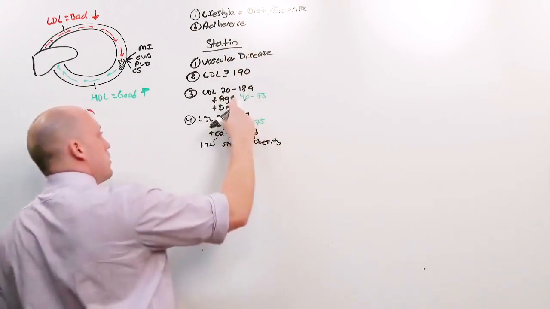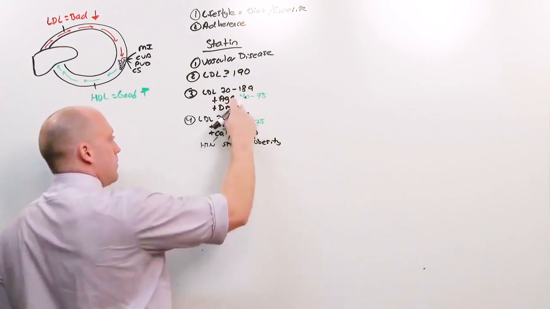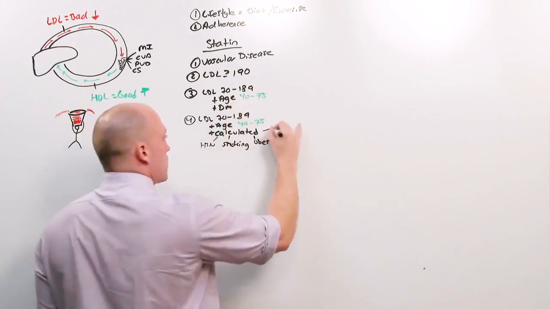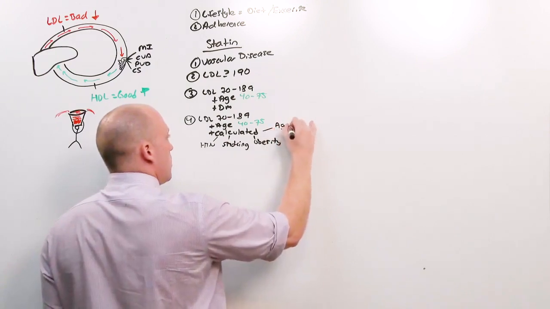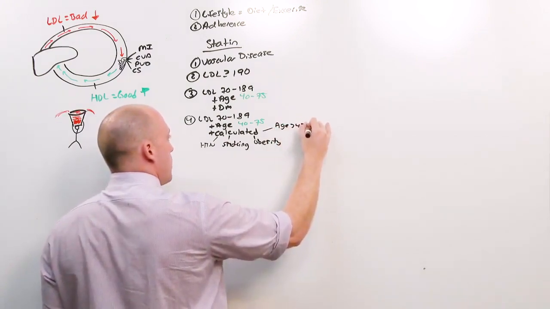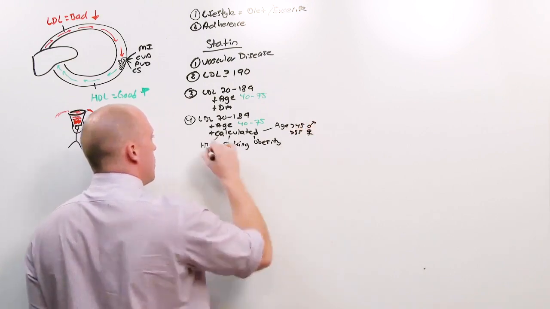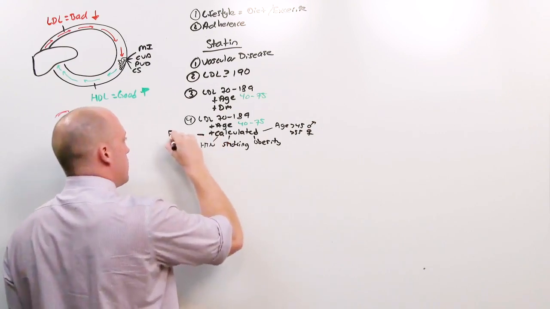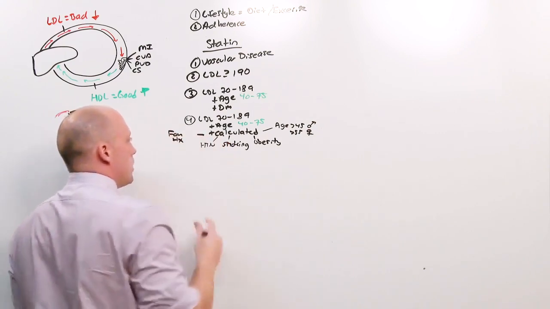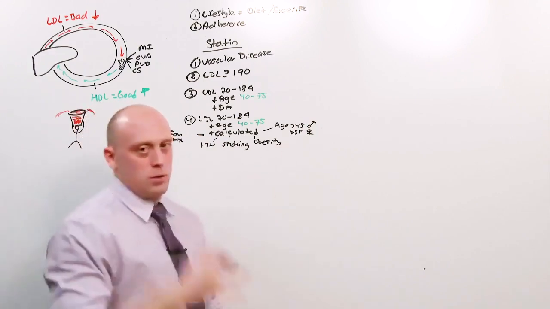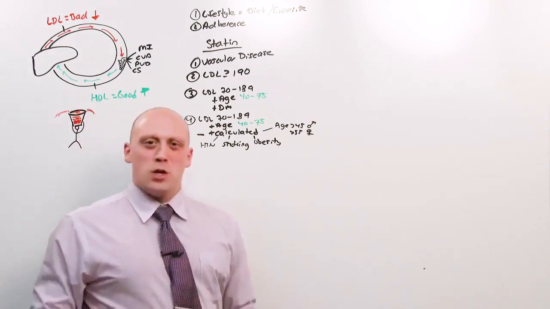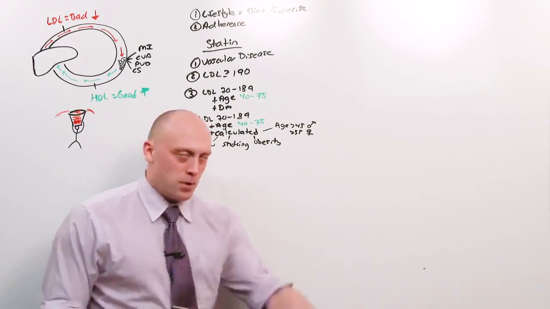And we've already considered diabetes because it was in number 3. Now, the other things are going to be age, greater than 45 for a man, greater than 55 for a woman, and family history. So you put all these things into a calculator, they give you a score. Don't worry about the score percentage. Just recognize who gets a statin.